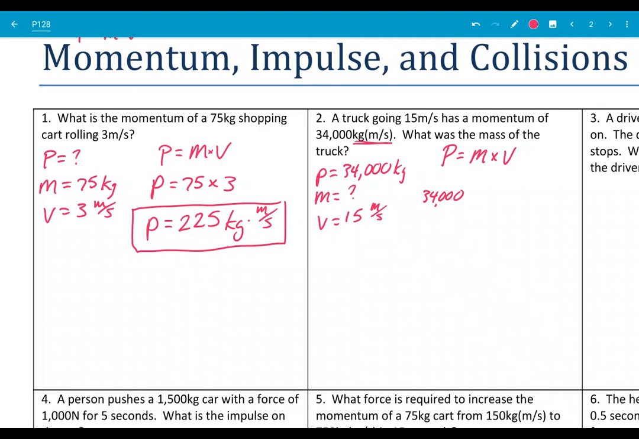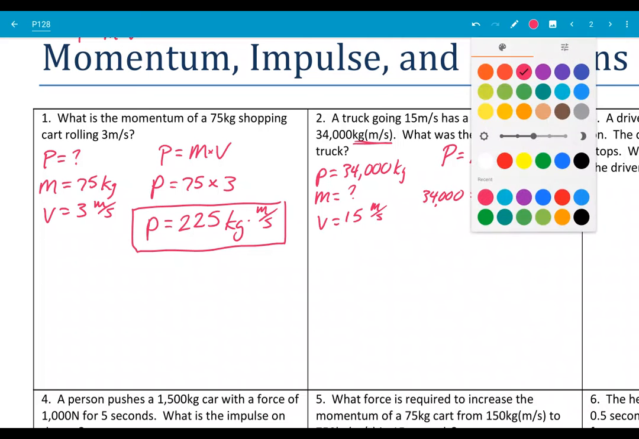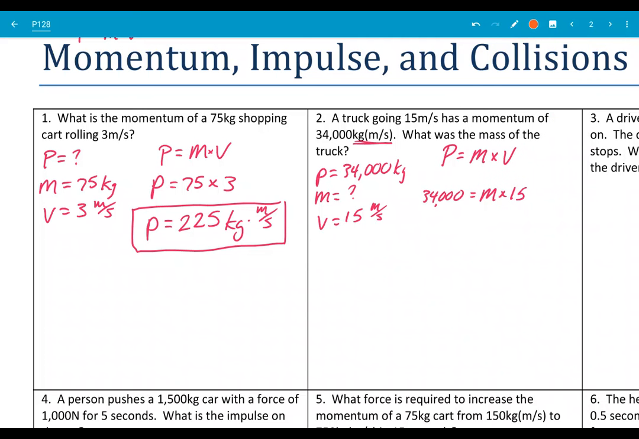34,000 equals mass times 15. Okay, now this time we're not just going to be multiplying together, because we're solving for m instead of for p. So in this case, we have to get the m by itself, and we do that by dividing both sides by 15. And then we ask Google, hey Google, 34,000 divided by 15.